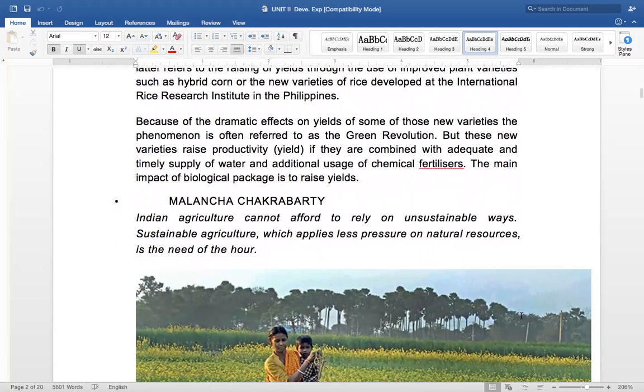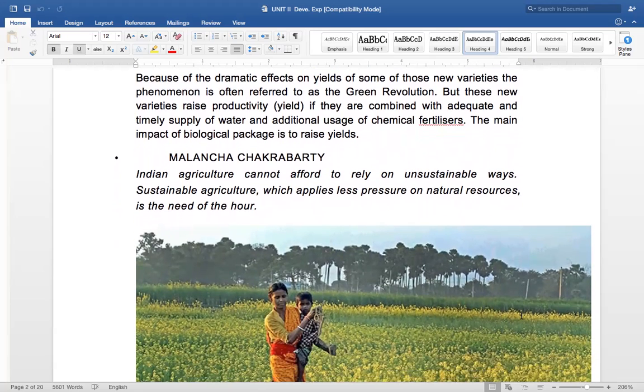So this is Malancha Chakrabarti. Indian agriculture cannot afford to rely on unsustainable ways. Sustainable agriculture, which applies less pressure on natural resources, is a need of the hour.